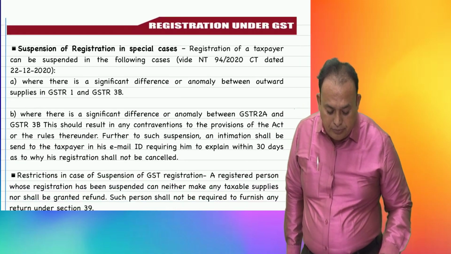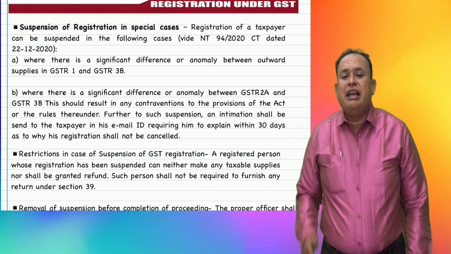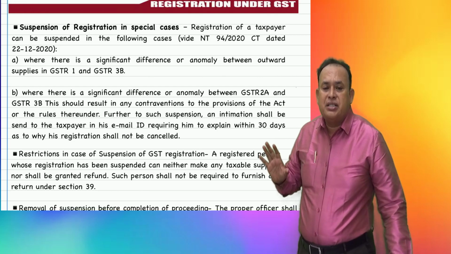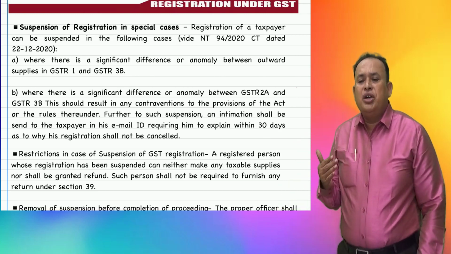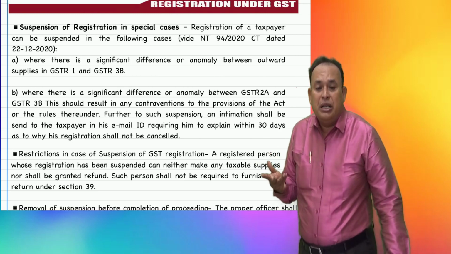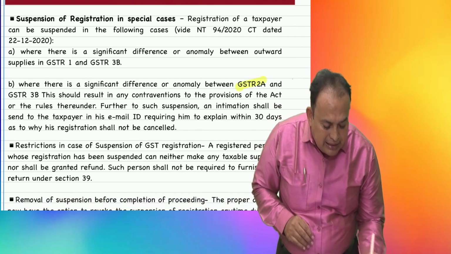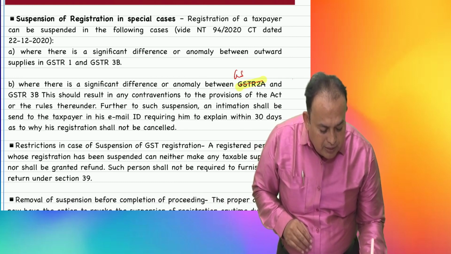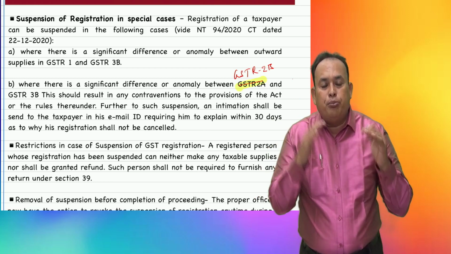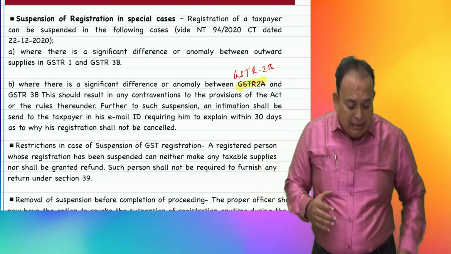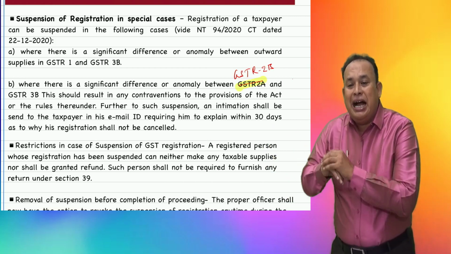Further. Suspension of registration in special cases. Registration of a taxpayer can be suspended in the following cases: where there is a significant difference or anomaly between outward supplies of the GSTR 1 and GSTR 3B, or otherwise where there is a significant difference or anomaly between GSTR 2A. Now 2A has been replaced, I can say, by GSTR 2B, where part 1 is allowed credit, part 2 is not allowed credit. So where there is a significant difference or anomaly between GSTR 2B and the GSTR 3B.